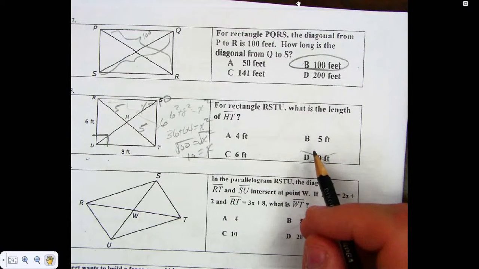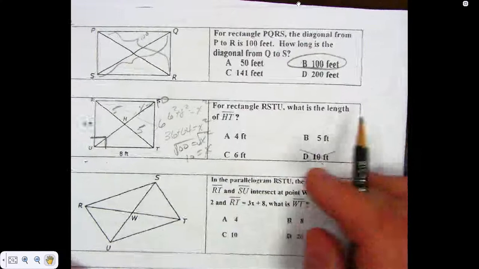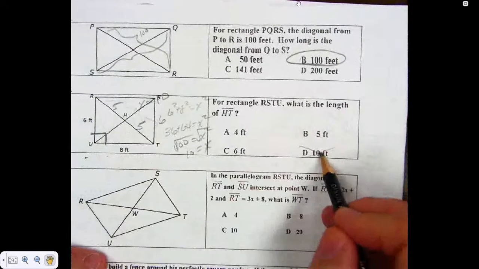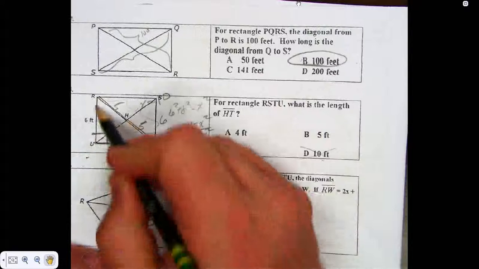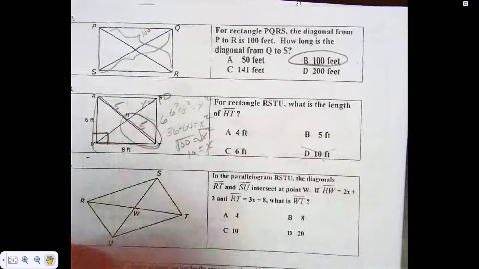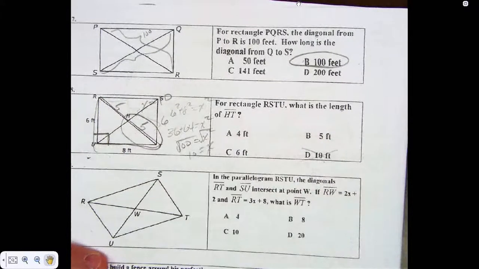What's funny is that the answer I first got. That's because you forgot to cut it in half. Why did they put 10 in here? To trick you, to confuse you, and see if you'll remember that they actually asked for what? HT instead of HT.